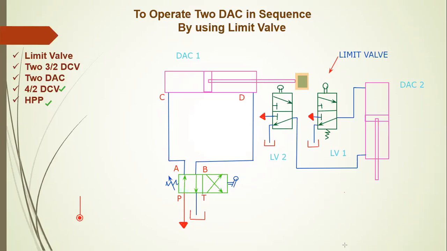If you are using a double acting cylinder, then you have to use a 4 by 2 or 4 by 3 direction control valve. If you are using a single acting cylinder, then we have to use a 3 by 2 direction control valve.